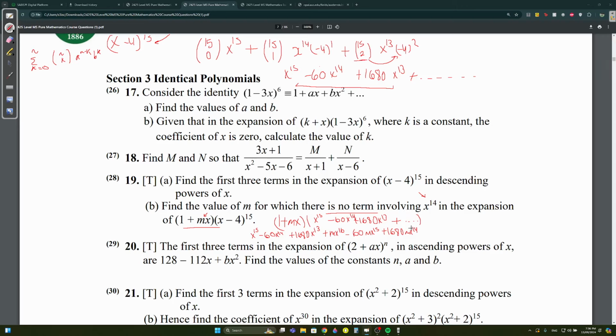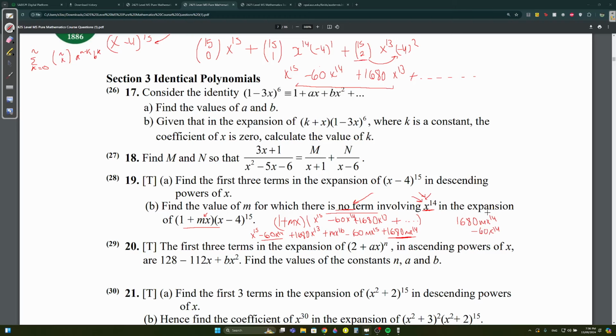What do they want? We expanded it, right? They want no term involving x to the power 14. What does that mean? It means they want the coefficient of x to the power 14 to be 0. So what are my x to the power 14 terms? I have 1680mx to the power of 14, and we have minus 60 x to the power of 14.